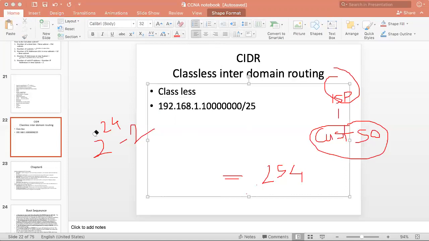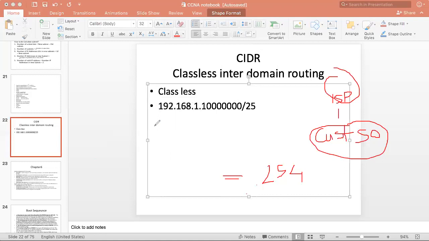Does classless mean that you take away bits from the host and not from the network, or does it go both ways? It will be from the host. Okay, so then supernetting is taking the bits from the network? Yes, supernetting will take the bits from the network, correct.